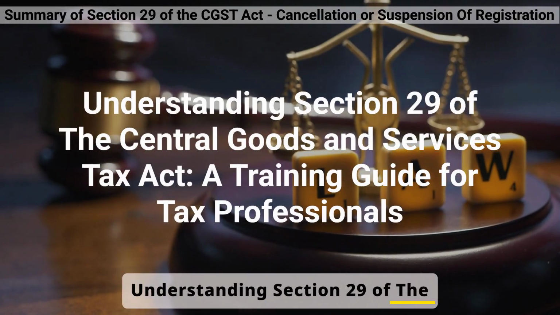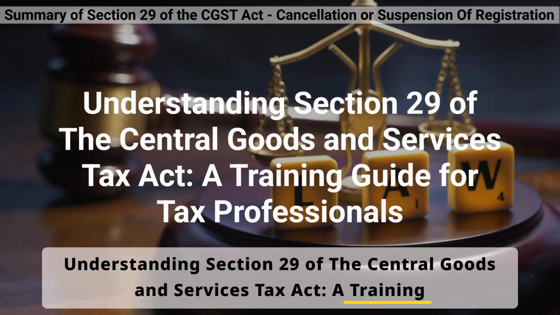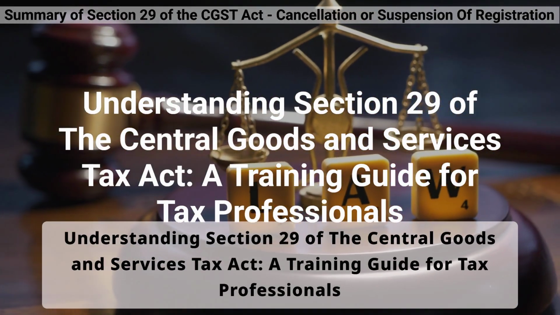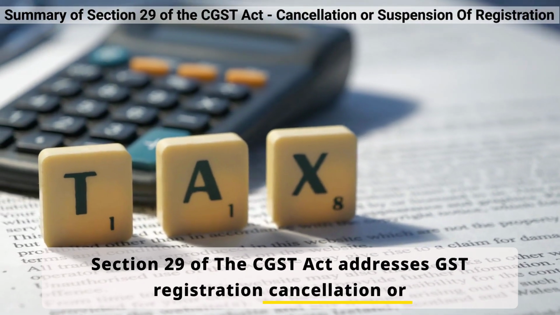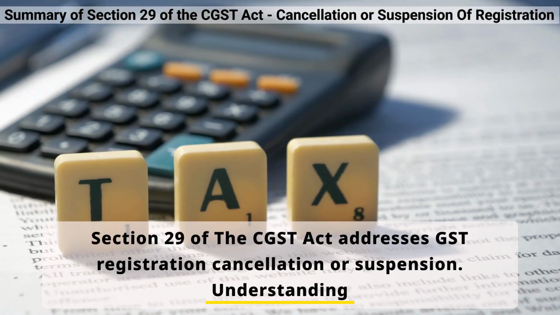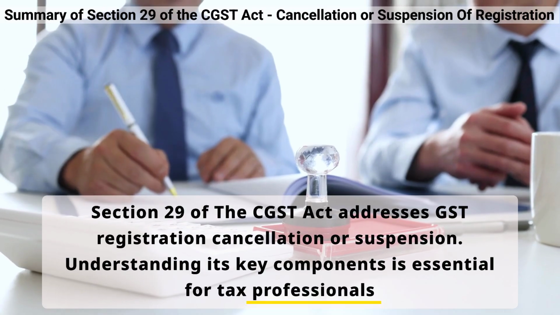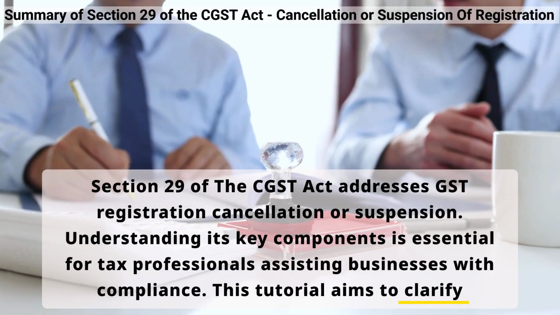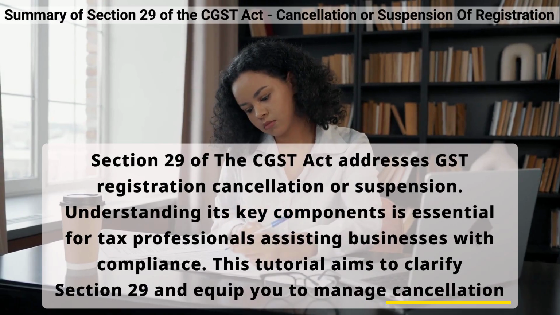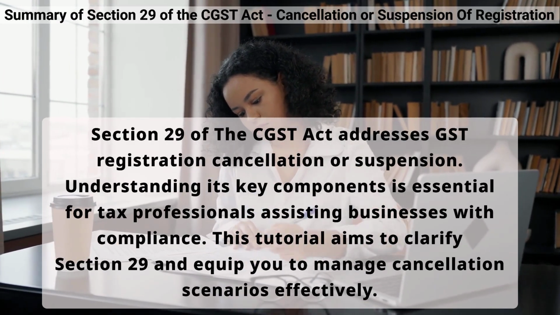Understanding Section 29 of the Central Goods and Services Tax Act, a training guide for tax professionals. Section 29 of the CGST Act addresses GST registration cancellation or suspension. Understanding its key components is essential for tax professionals assisting businesses with compliance. This tutorial aims to clarify Section 29 and equip you to manage cancellation scenarios effectively.